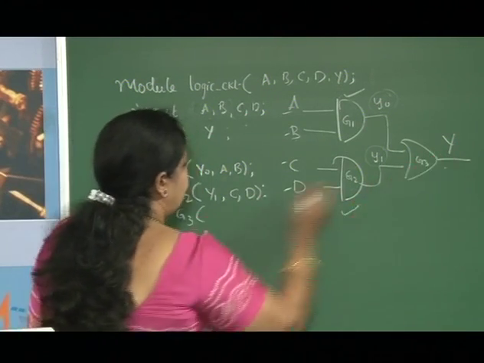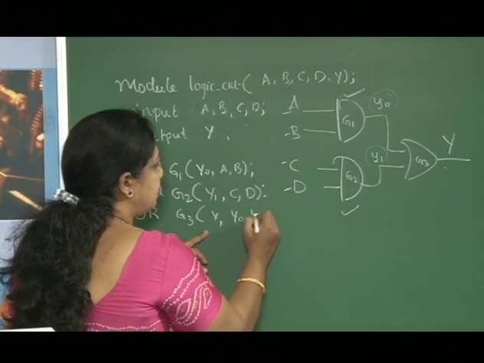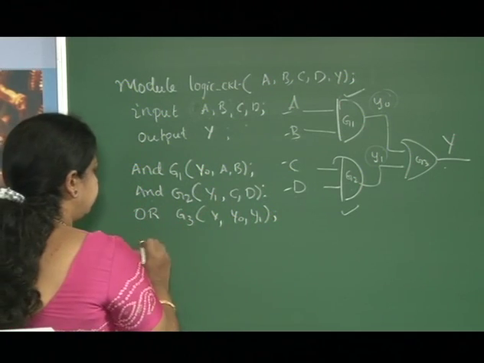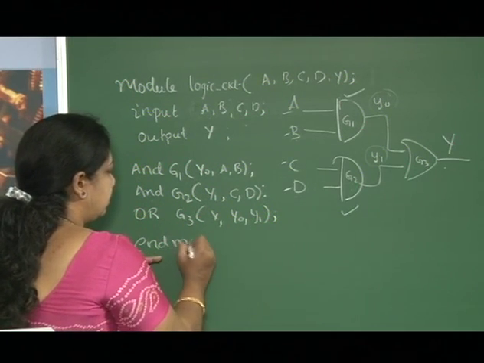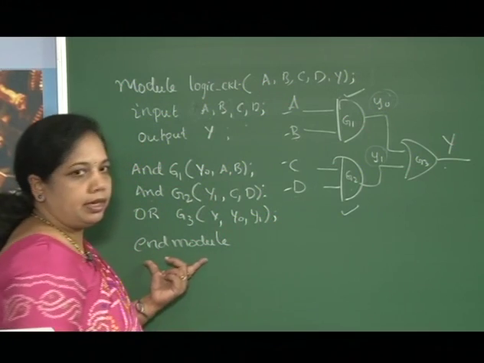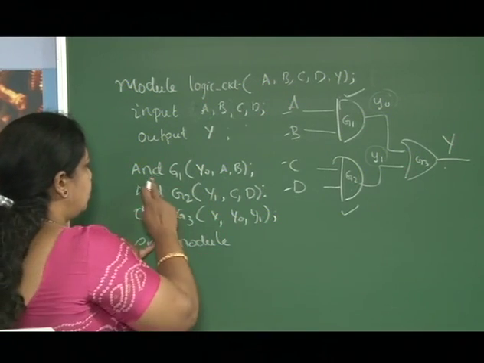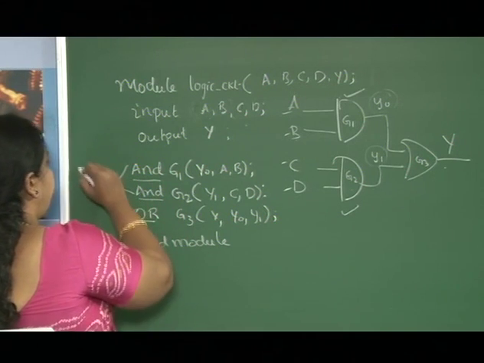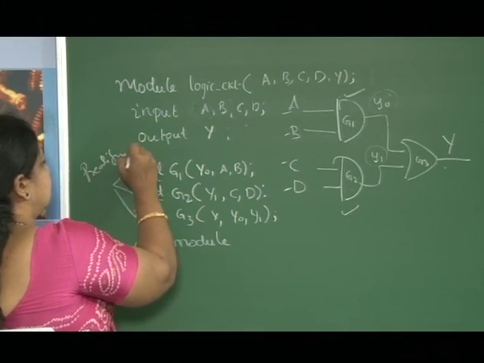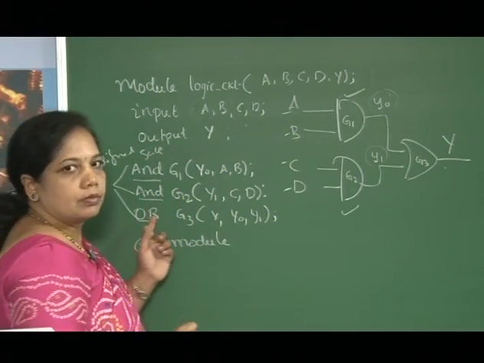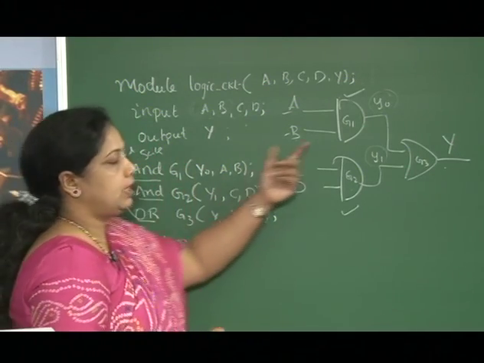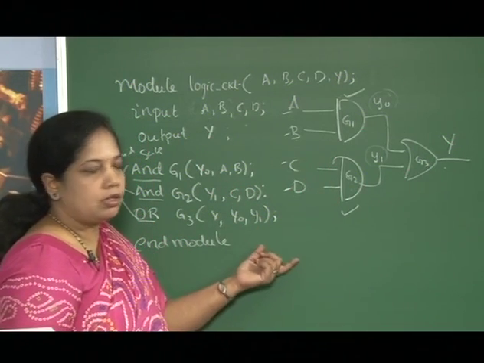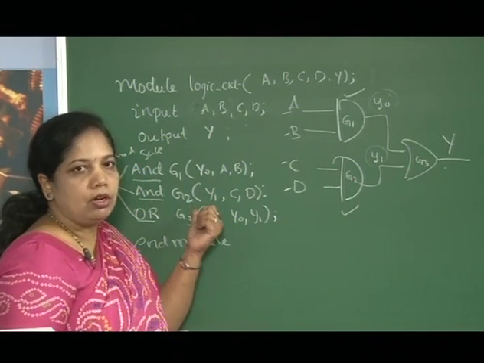So my output is Y, my inputs are now Y0, Y1. Finally, I am going to end this module by writing the keyword endmodule. So this AND, OR are all predefined gates. As I give this keyword, automatically the gates are generated. Similarly, we have many gates, universal gates, basic gates, which are all predefined.